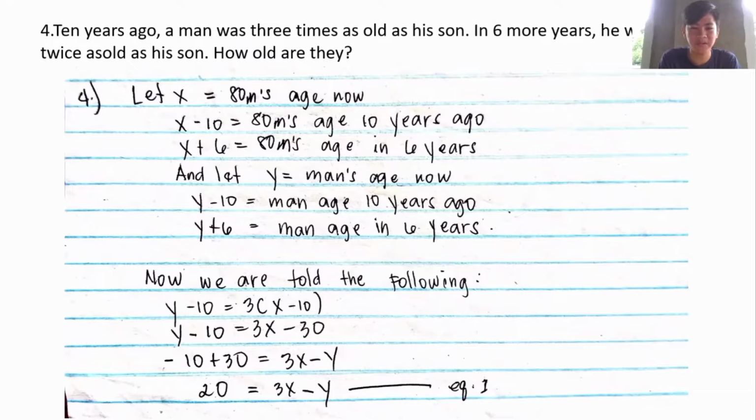Now we are told the following. Y minus 10 equals 3 times (x minus 10). Y minus 10 equals 3x minus 30. Negative 10 plus 30 equals 3x minus y. 20 equals 3x minus y.